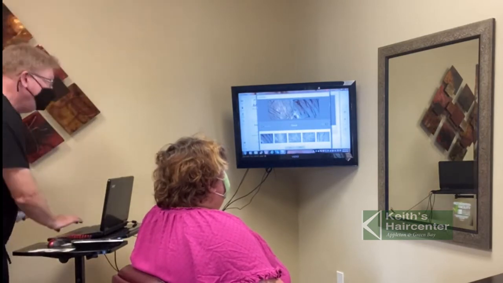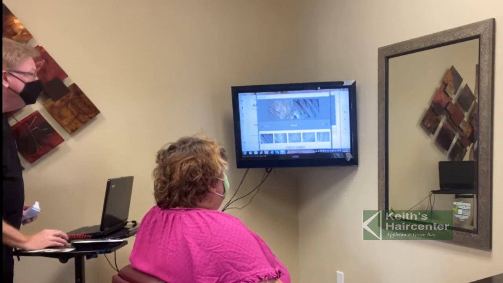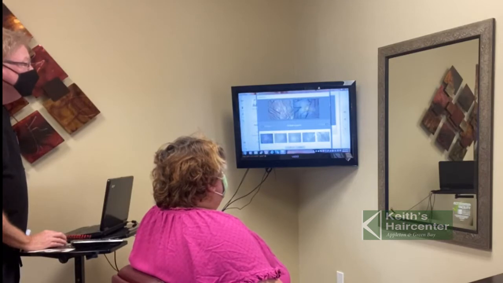Now, what we're going to do is compare Janet's scalp through our computer to see what condition her scalp is in. Janet's a little bit flaky, a little bit of dandruff. So I'm going to find a picture that's comparative to hers. So that's kind of the condition that she has, is kind of a dandruff issue.